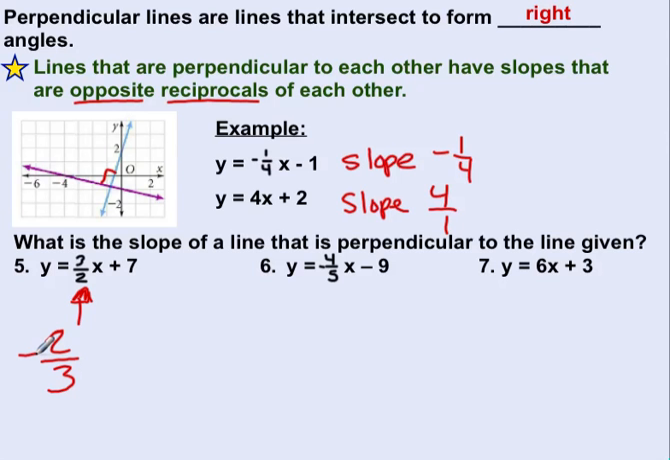Next problem, number 6. Slope here is negative 4/5. Slope of a line that would be perpendicular to that, the opposite reciprocal, 5/4. The original problem had a negative slope, so your perpendicular line is going to have a positive slope. Number 7, slope of this line is 6. Slope of a line perpendicular, 1/6. This was originally positive. This one is going to have to be negative. Let's look at some more problems.